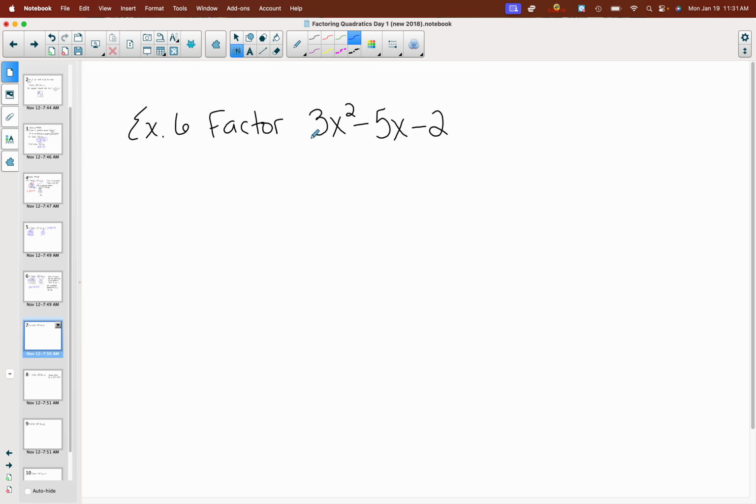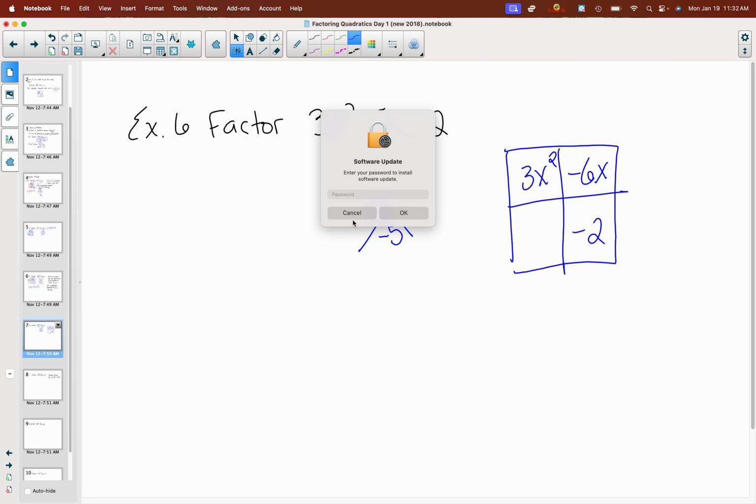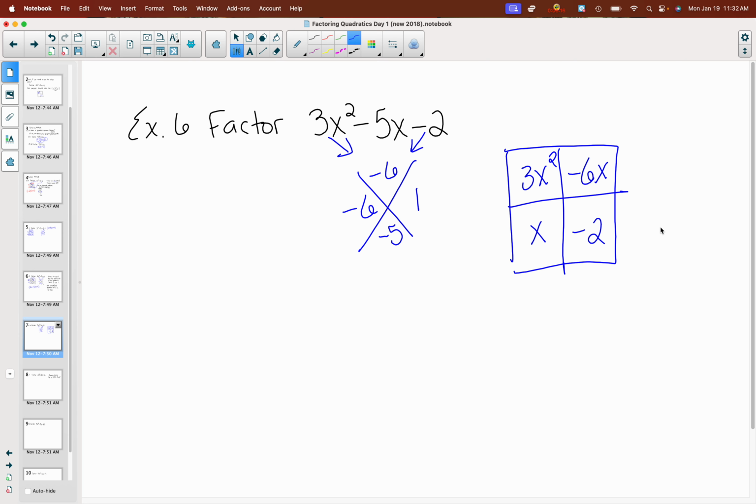Next one, first check, is there a GCF? No. So I'm going to do a modified diamond in a box. So I'm going to multiply the 3 and the negative 2. I get negative 6. Here's a negative 5. My two numbers, let's see, we're going to have a negative and a positive. So it looks like negative 6 and a positive 1 will work. We have to fill in the box. Remember the 3x squared we know goes here. The minus 2 we know goes here. These tell me how to break up the x's. I'm going to put the negative 6x here. And we'll put the 1x here.